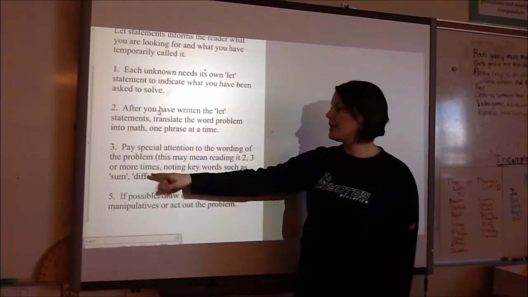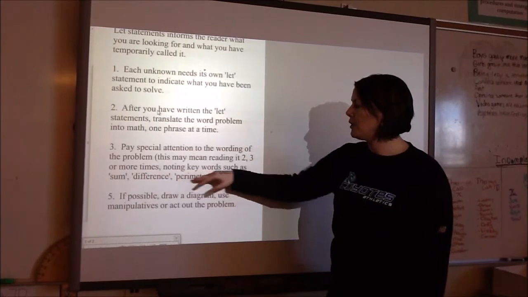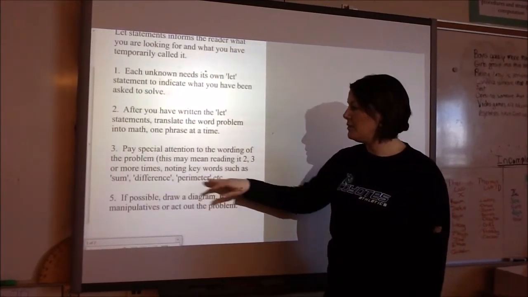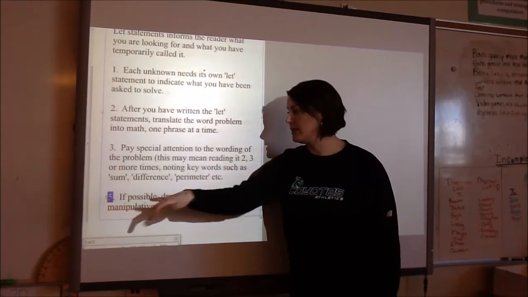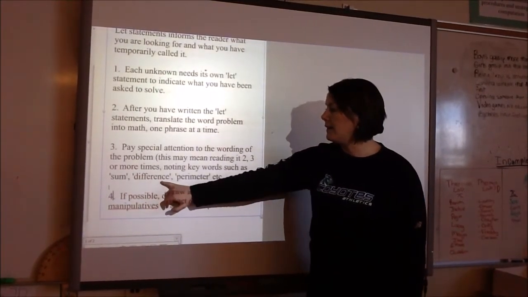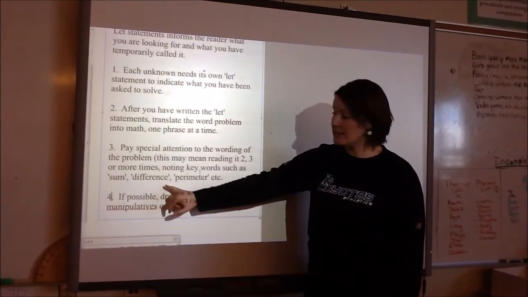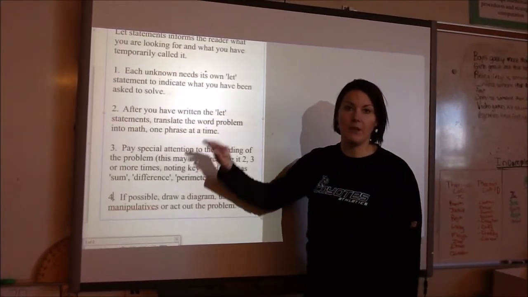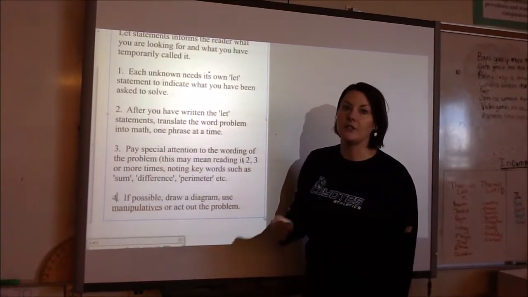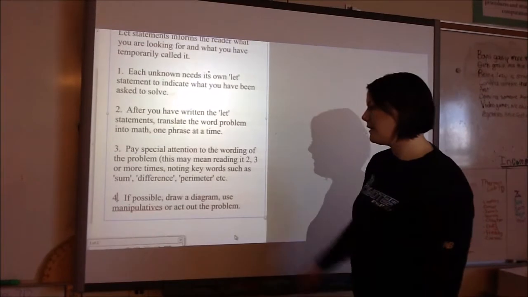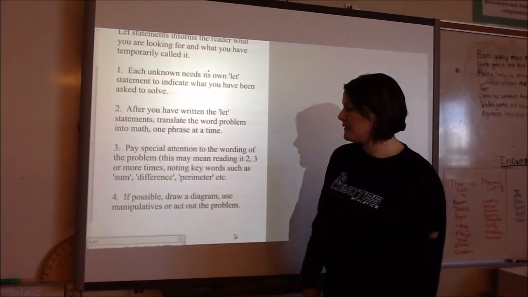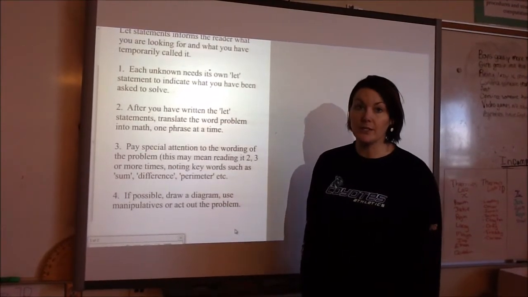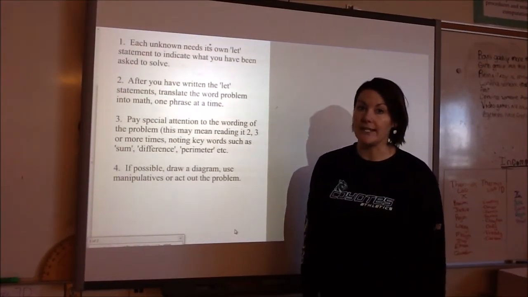Make sure you're looking at the key words. If it uses the word sum, that means to add, like the answer to an addition problem. Difference would mean to subtract, and perimeter would mean that you have to add up all the sides of a shape or an object. If possible, draw a diagram or use manipulatives or act out the problem just to make sure that you fully understand it.